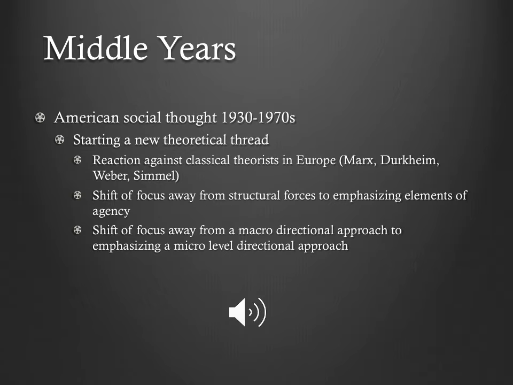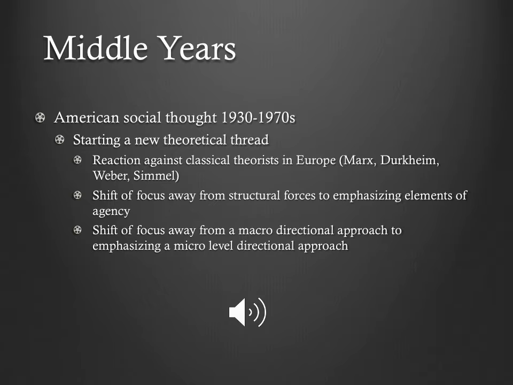We can look at how they're starting a new thread of theory by looking at how they were reacting against the classical theorists in Europe. So we looked at some of these classical theorists. We started with Marx, then moved to Durkheim, Weber, and Simmel. So the American social thought was reacting against these individuals and their theories.